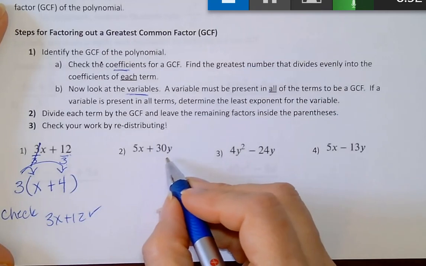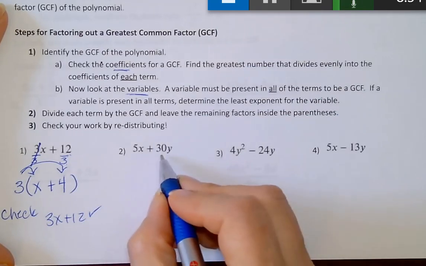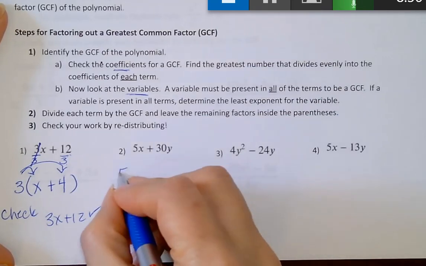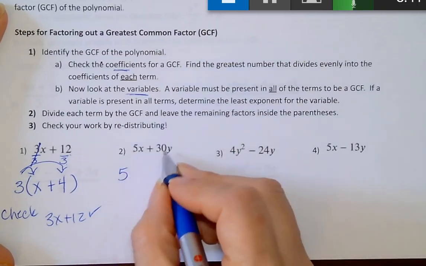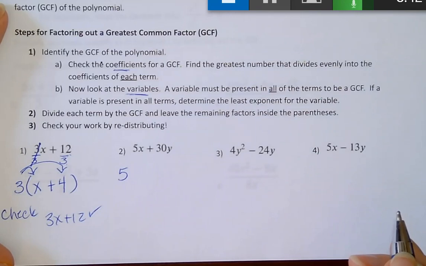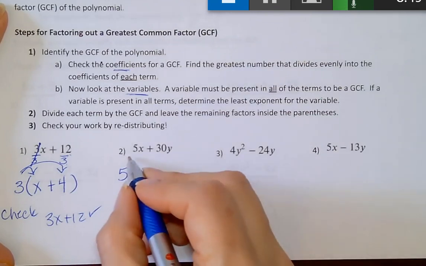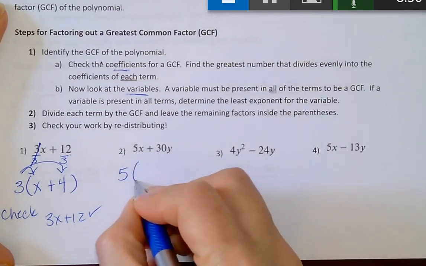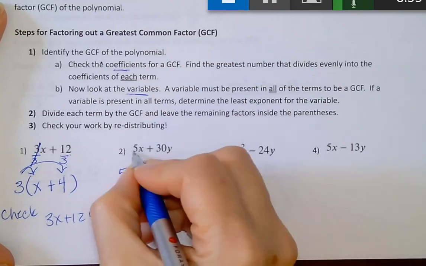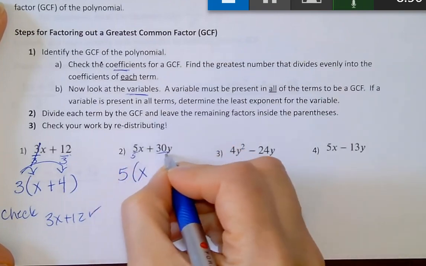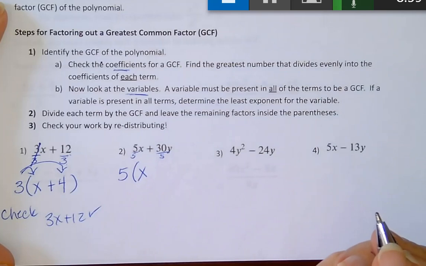5x plus 30y, first I'm going to look at my coefficients, and I would say I can pull a 5 out, right, because 5 goes into 5 and 5 goes into 30, and now I want to look, what goes into x and y? Well, nothing, right? They are not common. So all I can do is pull out that 5. 5 goes into 5x, x times, right? Imagine that we're dividing by 5 because we're pulling a 5 out.